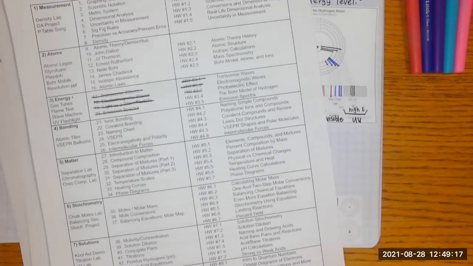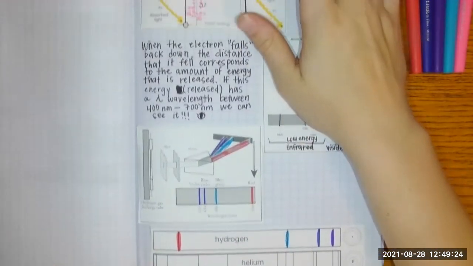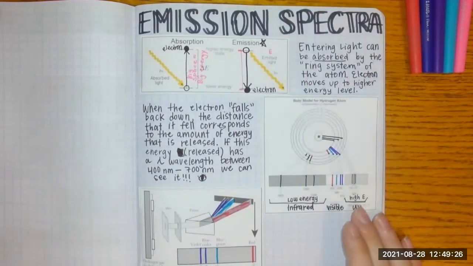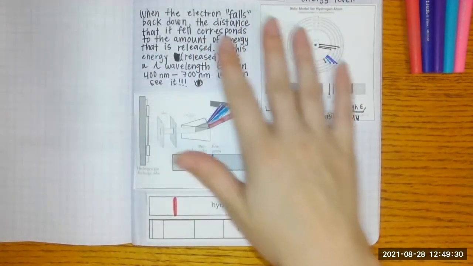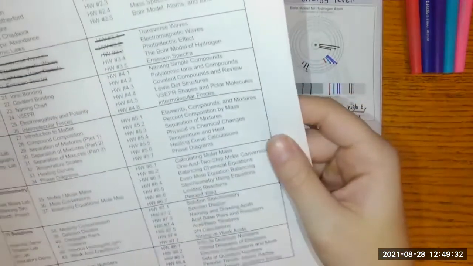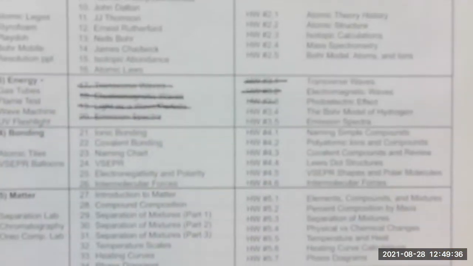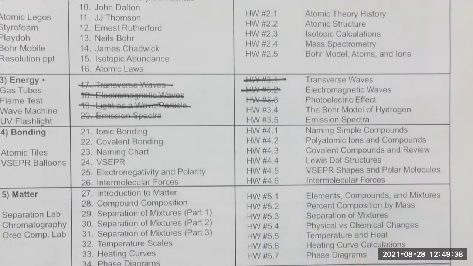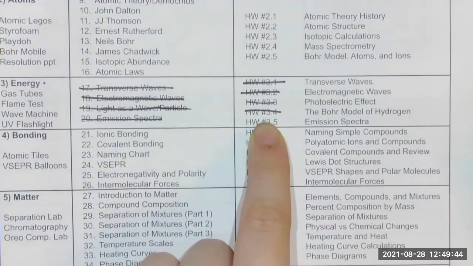All right, hello. I shouldn't have crossed out this entire notes last time because we didn't quite finish it for the emission spectra. We've still got a little bit left here, but keep this open if it's helpful. Otherwise, this video, we're going to do homework 3.4, the Bohr model of hydrogen.